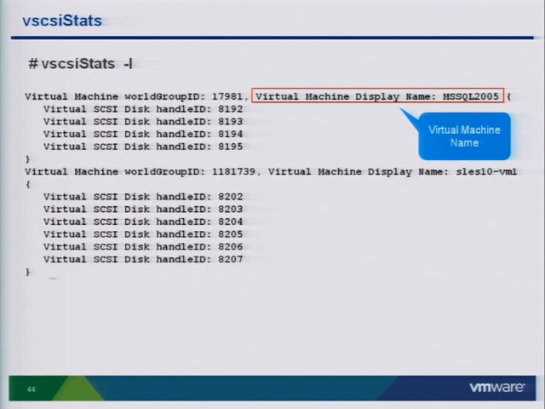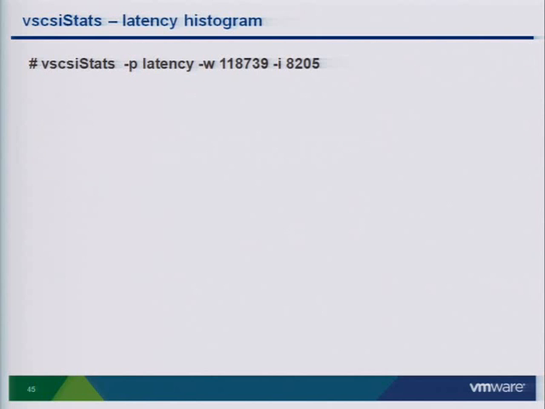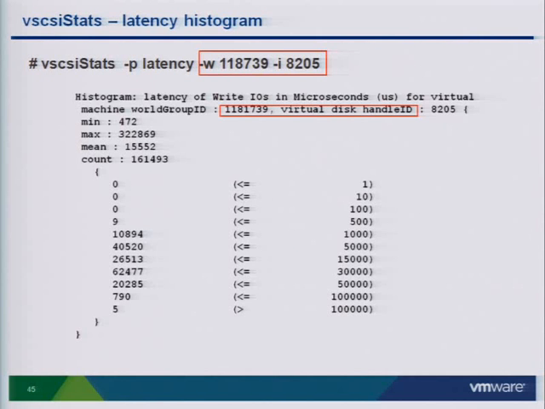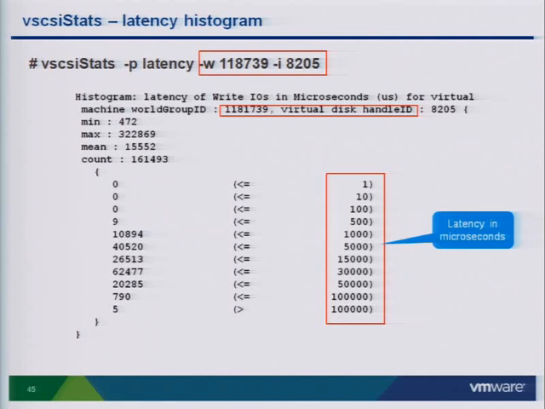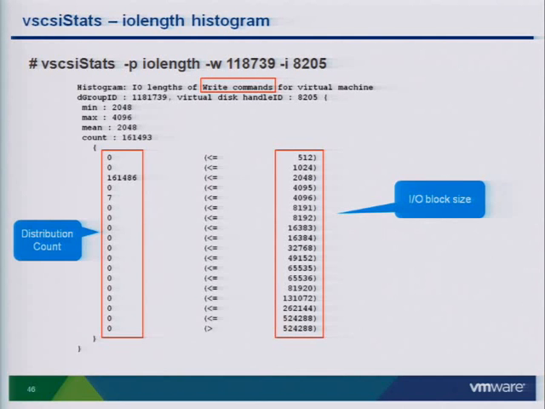Quick screenshots: vscsiStats -l gives you all the virtual machines on your box and the virtual disks they have. And then you can ask for latency information, and it'll tell you the latency information in a histogram fashion, which tells you, out of all the IOs, 5 IOs are greater than 10 milliseconds. This is in microseconds. And similarly, you can get IO size stats. It here says all your IOs are 2K blocks.